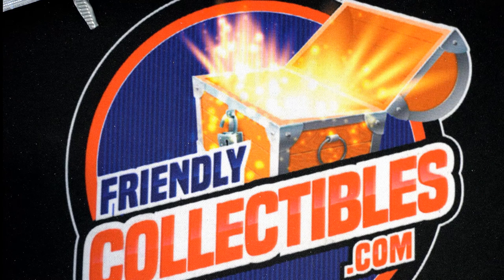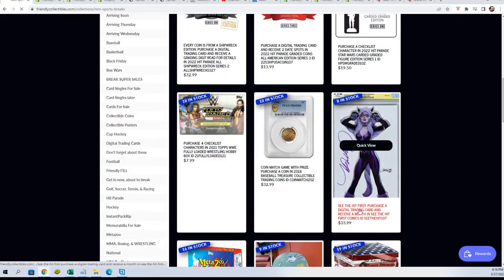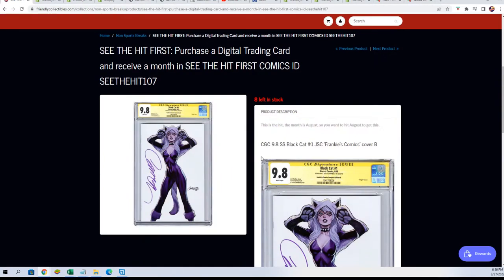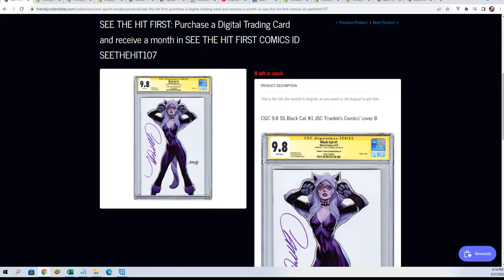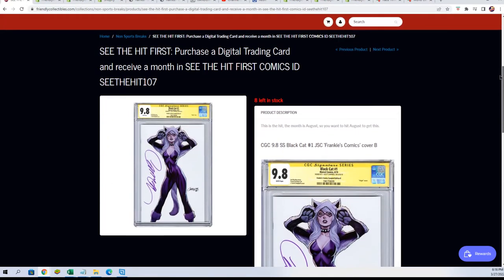So, yeah, there's a filler going down, and it's for this break right here, and the retail value of a spot is $33.99. It's a James Scott Campbell autographed Black Cat number one, cover B.